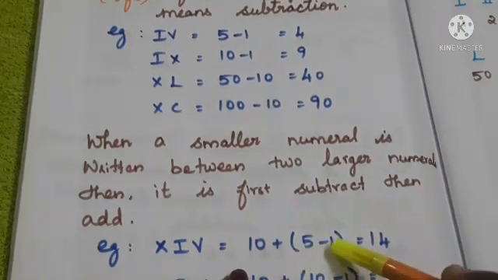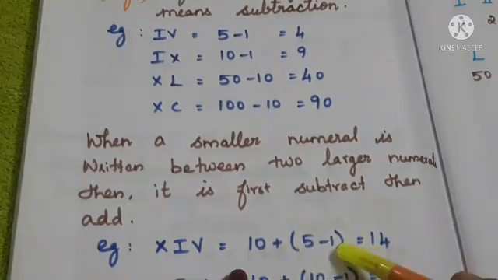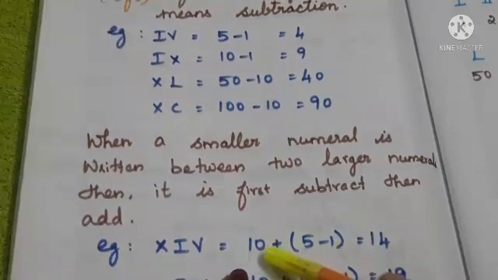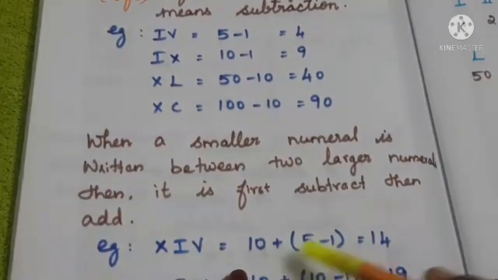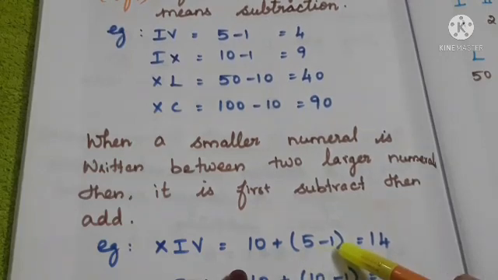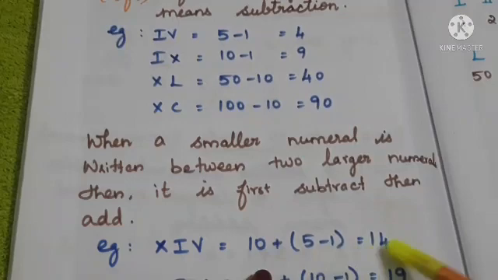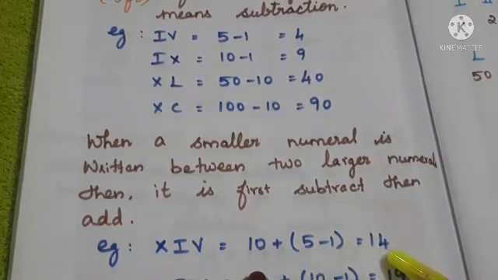First you have to do the subtraction inside the bracket. Next you add it with the 10. So 10 plus 5 minus 1. What's the answer? 5 minus 1, you will get 4, isn't it? So 10 plus 4 is 14. That is the answer.